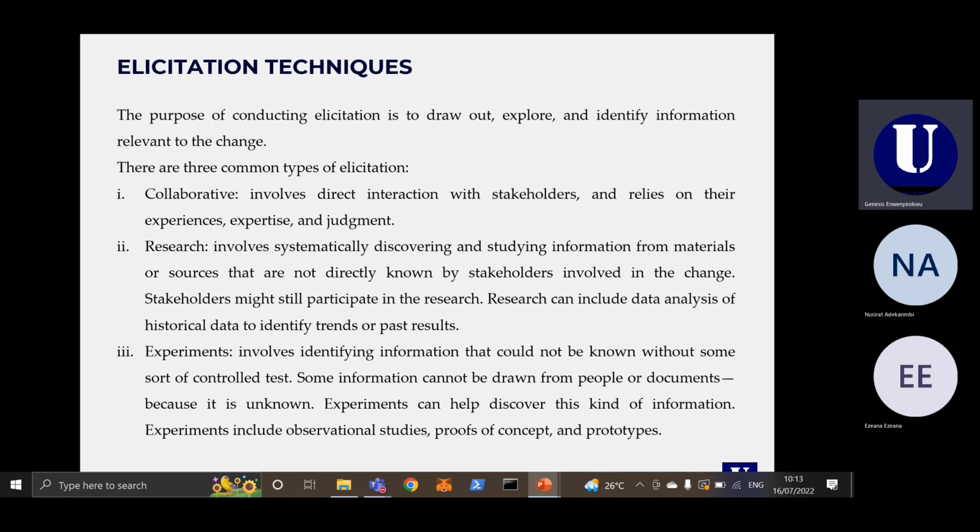Collaborative involves direct interaction with your stakeholders, right? Number two is research. In research, you are not directly interacting with your stakeholders, but rather indirectly interacting with your stakeholders, which could be through surveys and questionnaires. You also don't have to interact with any stakeholders, but you are interacting with the external world through Google research, right? Then the third one is experiments.